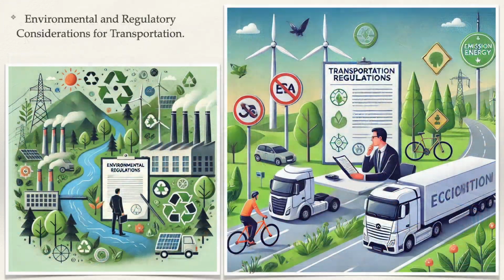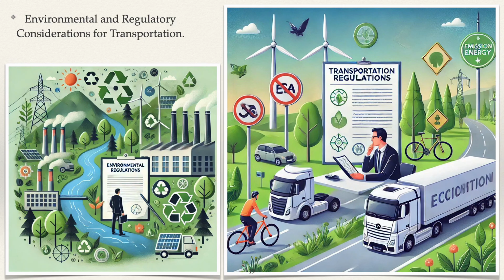Six, environmental and regulatory considerations for transportation. Minimizing environmental impact. Plan transportation activities with attention to minimizing the project's environmental impact. For example, using established roads and pathways reduces the need for clearing new areas. Permits for environmental compliance. Ensure that all transportation routes and access road construction adhere to environmental regulations. If wetlands, protected areas, or wildlife habitats are affected, work with environmental agencies to obtain necessary permits and implement mitigation measures.